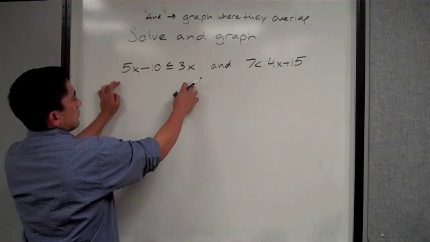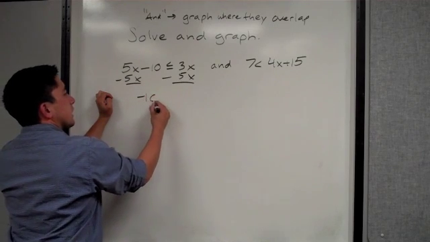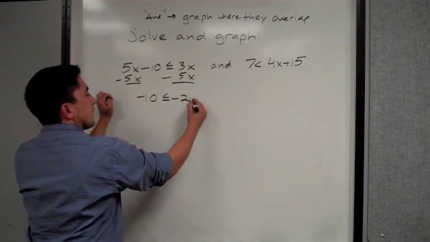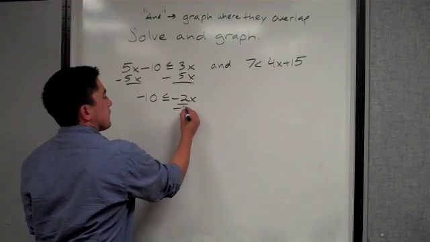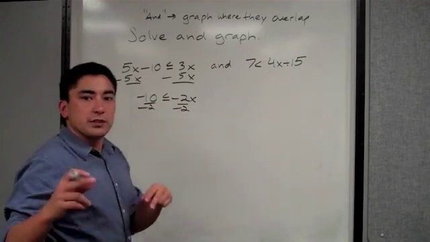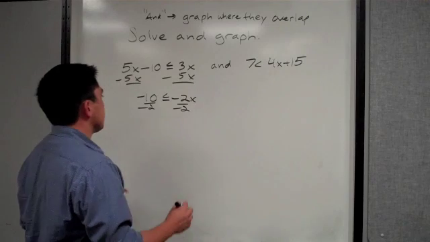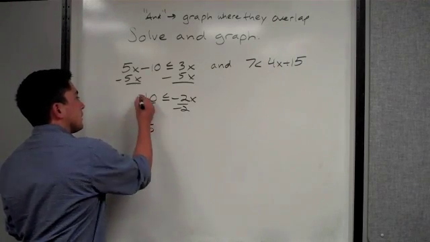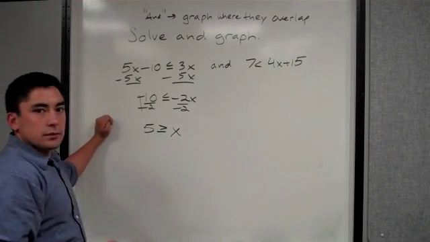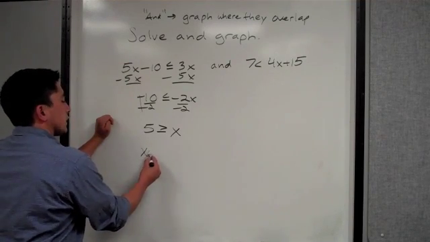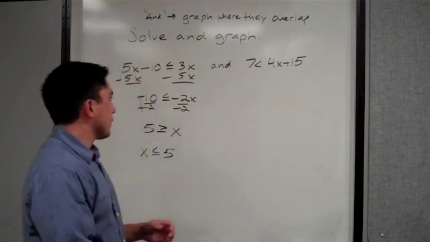So in this case, we want to move the 5x by subtracting. So we have negative 10 is less than or equal to negative 2x. 3 minus 5, negative 2x. Now to get x by itself, we divide by negative 2. But remember, when you divide by a negative or multiply by a negative, you have to switch the inequality symbol. So this is going to give us positive 5 is greater than or equal to x, which we can also flip around if we wanted to. x is less than or equal to 5. You can just go ahead and mirror the entire problem if you want.